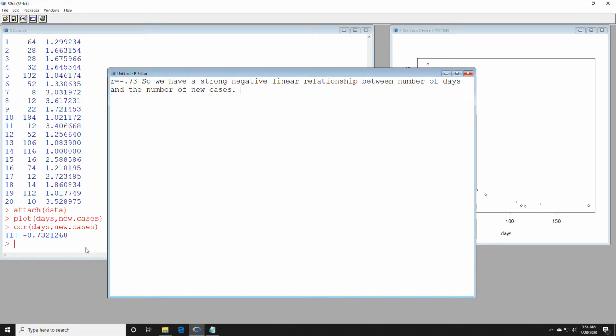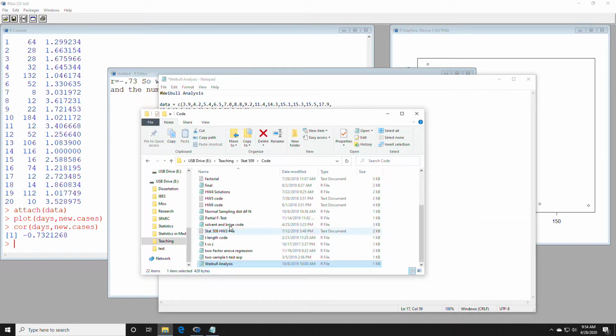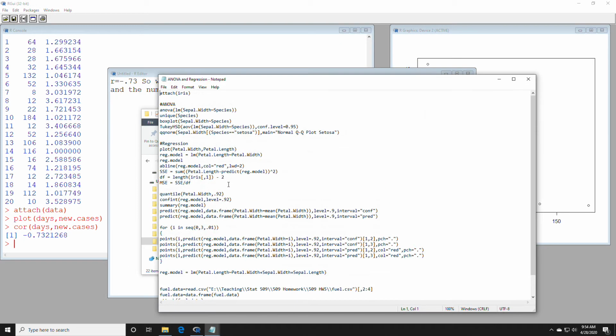So we might want to do our linear regression here. So go to my ANOVA regression code. We've already attached our data set. We don't want ANOVA. So we might want to create our regression model. And so we have y is the number of new cases, new dot cases, and x is the number of days. So we can do this.